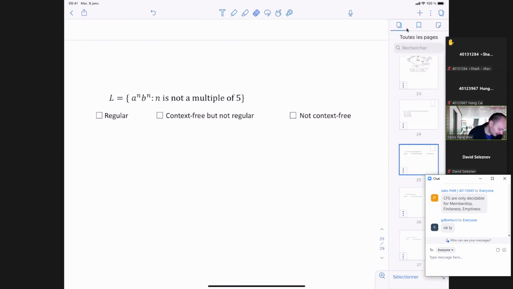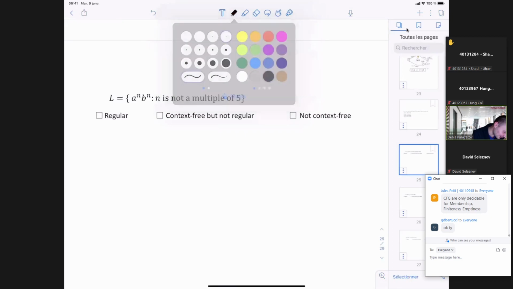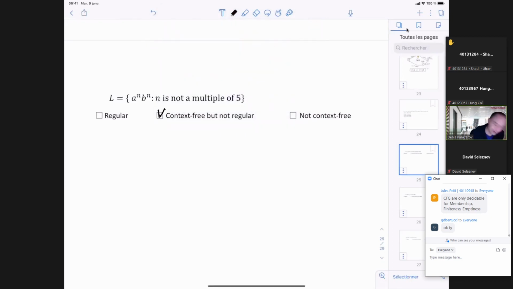So here, the language is a^n b^n where n is not a multiple of 5. Well, it is context-free, but not regular. So suppose that I mark this category. What does it mean to prove that it is context-free, but not regular? You need to prove two things. First, you need to prove that it is context-free.